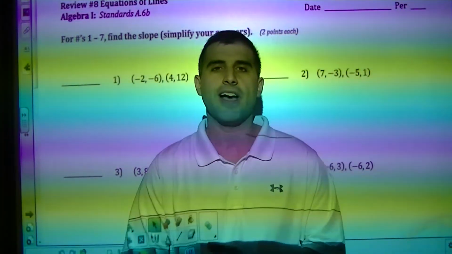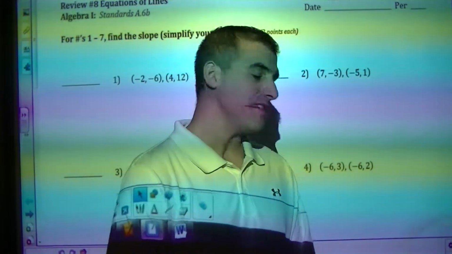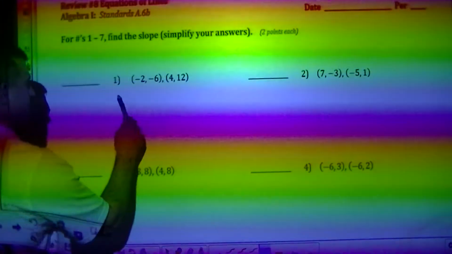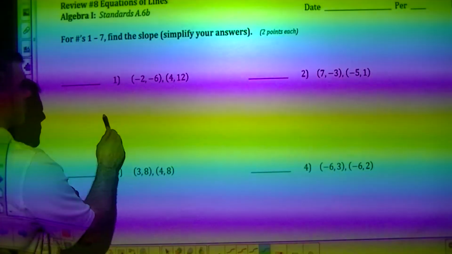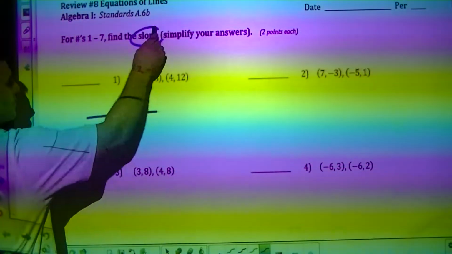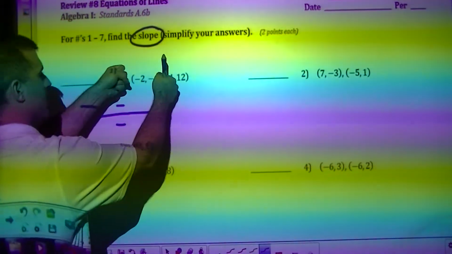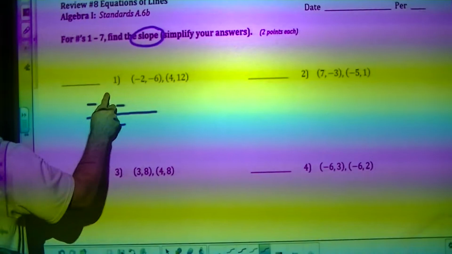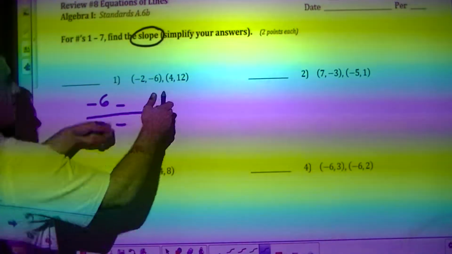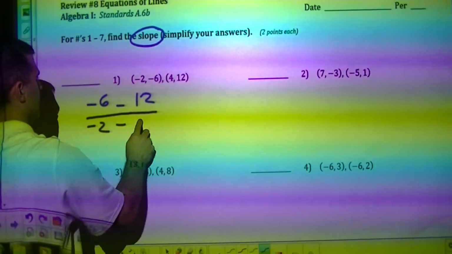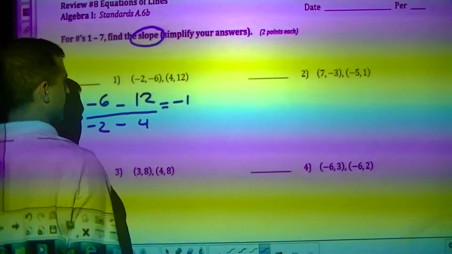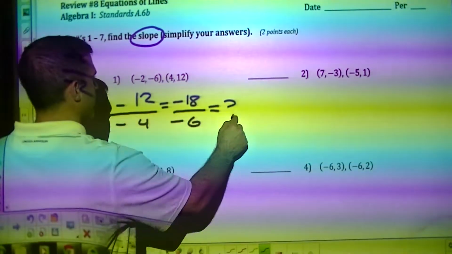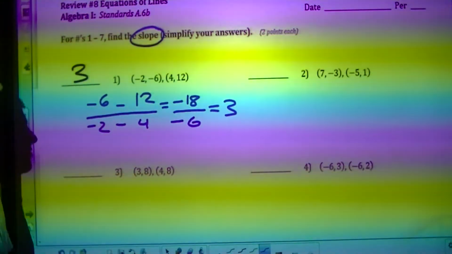Okay, this is going to be the Algebra 1 review on equations of lines. On this one, all we're doing is finding the slope. So we have minus and minus, turn the wheel to the left, so pretend that's a wheel. That's -6 up here, -2 there. Turn this one, it will be 12 and 4, so that's -18 over -6, and if you divide those you get 3, okay, for an answer.